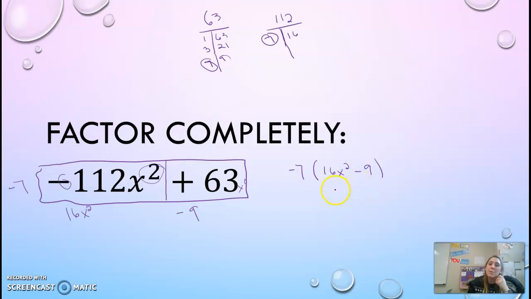Then our next step is that we have to see if our factors factor any further. Negative 7 does not factor any further, so that's just going to stay the same. But 16x squared minus 9 might. Since it's two different terms, we just need to check, is 16 a perfect square? Yes. Is x squared a perfect square? Yes. Is 9 a perfect square? Yes. We want to remember the difference of squares, and I always check for a difference of squares when I have the minus sign in between. That's why we started there.